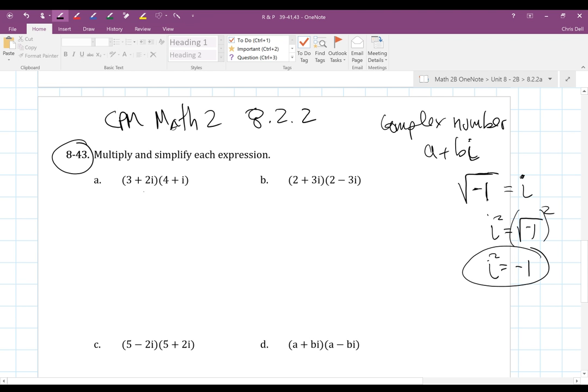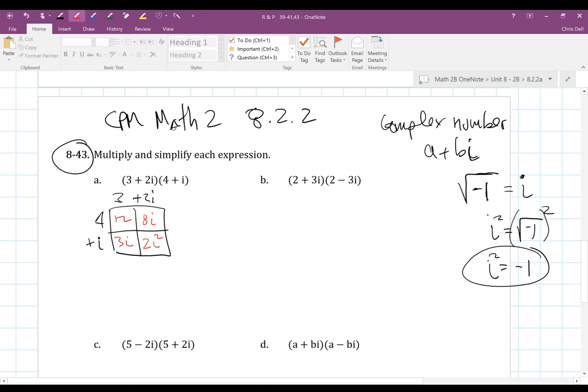So when we multiply 3 plus 2i and 4 plus i, it's like multiplying binomials. We would use the distributive property. We could use the box method, where you put your 3 and your positive 2i there, and then 4 and positive i there, and multiply each of the individual components in the boxes. So that's a 12, that's an 8i, this is 3i, where I'm making that 3 times the i, and then i times 2i is 2i squared.